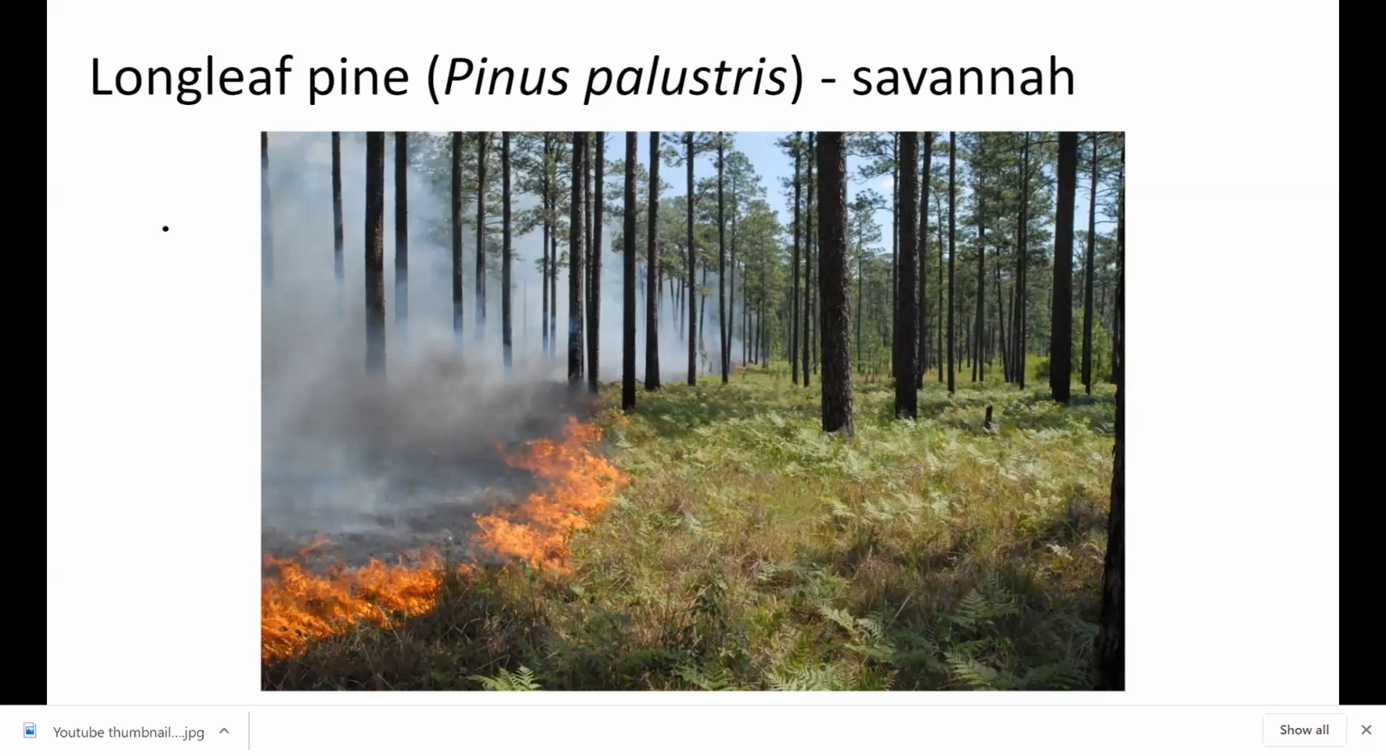The kinds of fires that longleaf pine is adapted for are these low-level fires. So you can see this is not a canopy or crown fire. This fire is burning low, burning off that grassy understory, but importantly, it's killing off any shrubs or other tree species that might grow faster and outcompete longleaf.